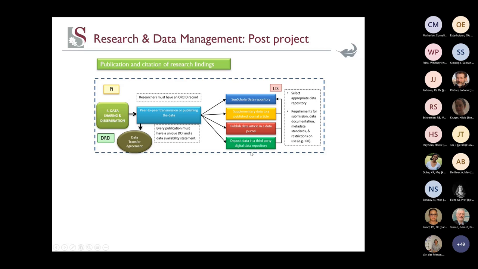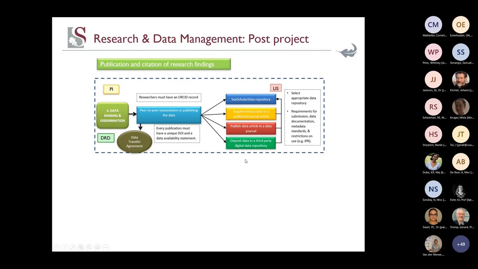You can either deposit it in the university SUNScholar data repository that is also managed by the Library and Information Services. They have a LibGuide and they provide assistance to researchers to deposit their data there. Then you can also publish it as supplementary data to a published journal article or in a data journal, or you can deposit it in a third-party digital data repository if that is a funder requirement. And all of these options can also be linked to the SUNScholar data repository. So these are important things that researchers must decide on, and the Library and Information Services can guide and provide assistance there.